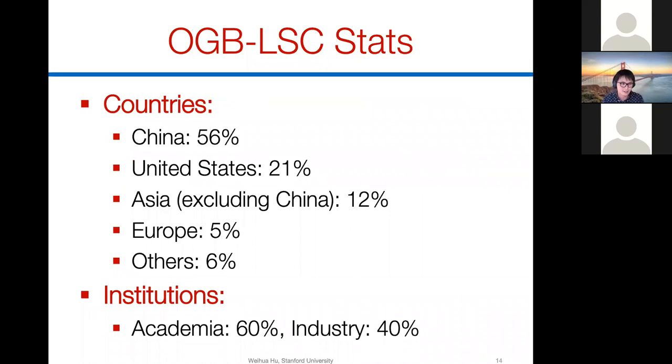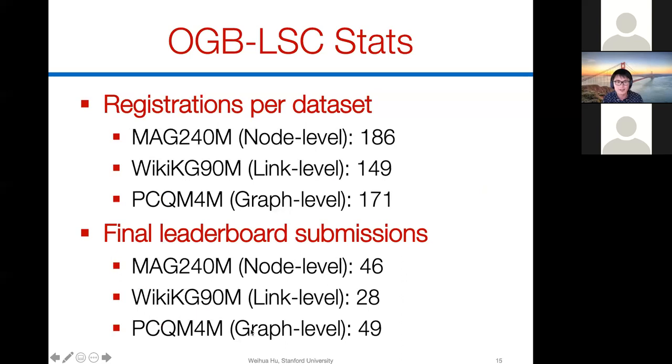And we have this kind of country distribution, mostly from China. We also have participants from the US, Asia, Europe, and other countries. And in terms of institution, they're kind of balanced, a bit more in academia. And the registration per dataset is like this. So we prepared node classification, link prediction, and graph classification datasets, and we attracted a lot of team registrations for these datasets.